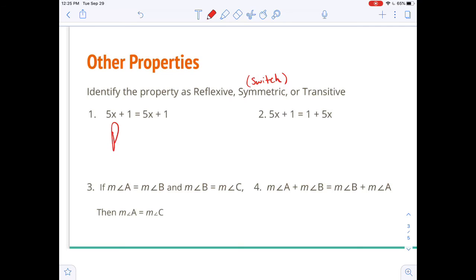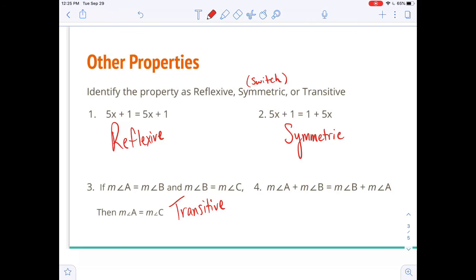Number 1, I don't switch the order. That's reflexive. Number 2, you can see it was 5x plus 1, then I switched it to be 1 plus 5x. Must be symmetric. And 3, if a equals b and b equals c, then a equals c. This is transitive.